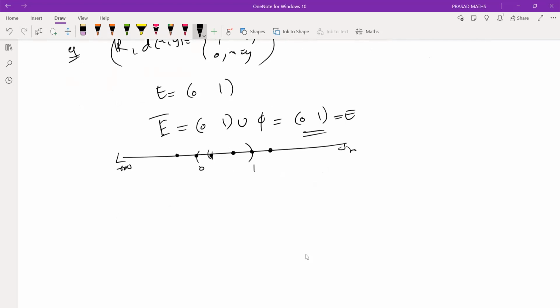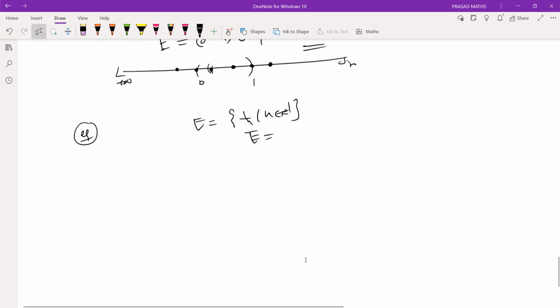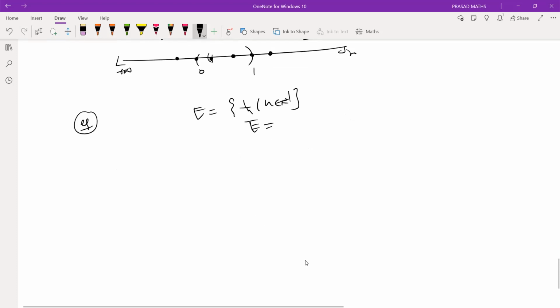Suppose you take, for understanding purposes, the set {1/n : n belongs to N}. What is the closure of the set with respect to the discrete topology? Anyone? What is the closure of the set?